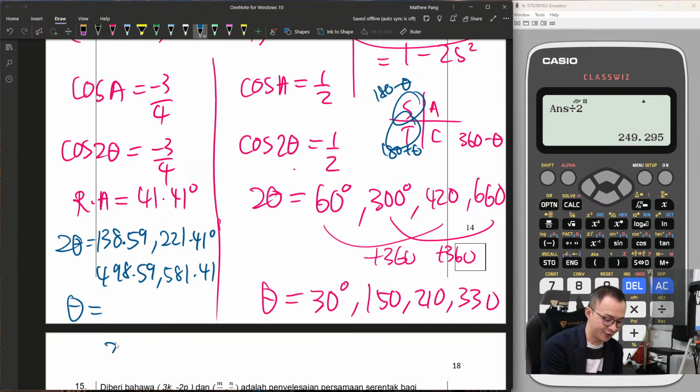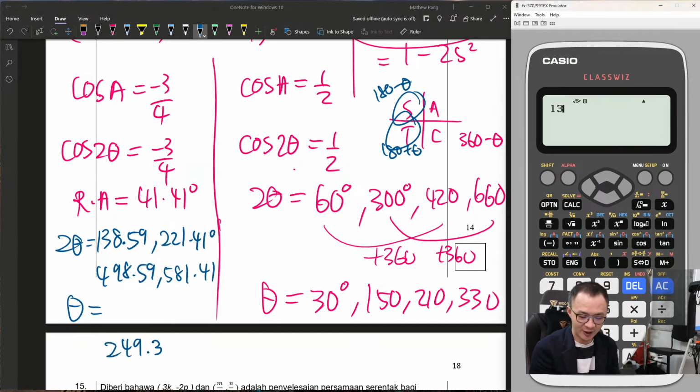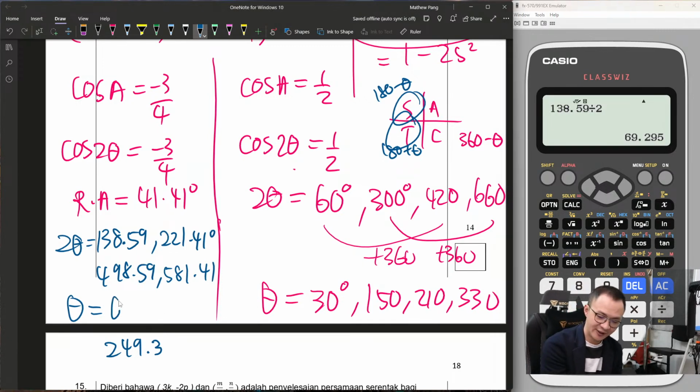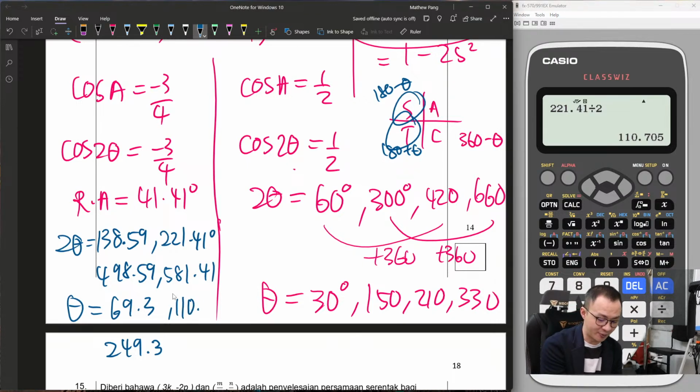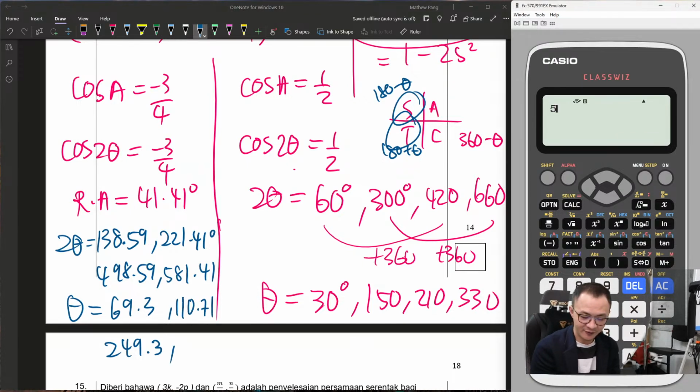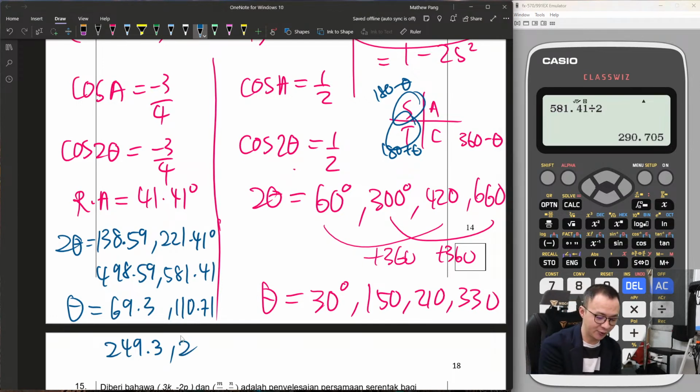So many angles. So 249.3, 138.59 divided by 2, 69.3, 221.41 divided by 2, 110.71, 581.41 divided by 2, 290.71. Okay, done. Total we have 8 angle, which is very uncommon.